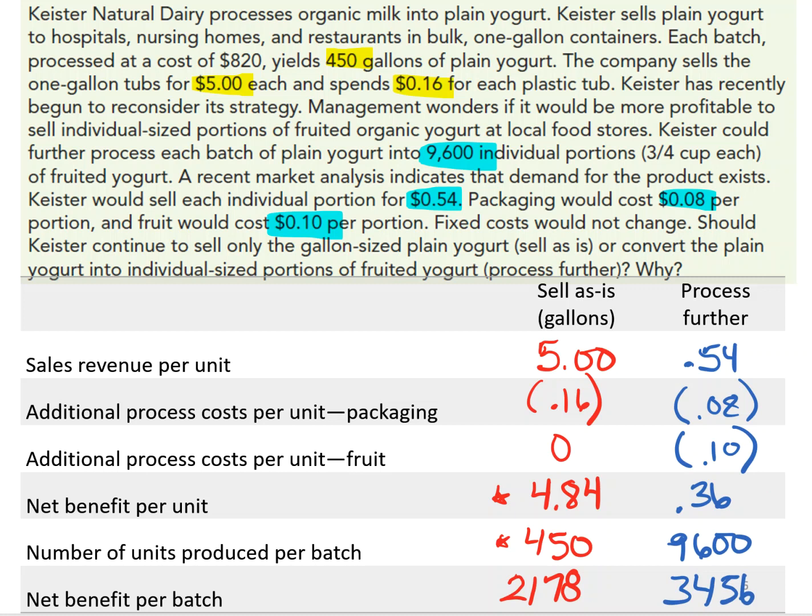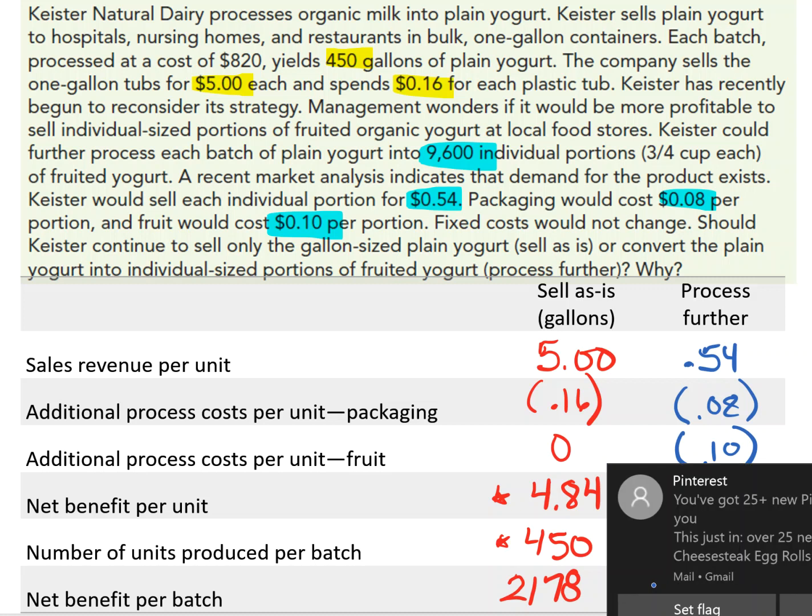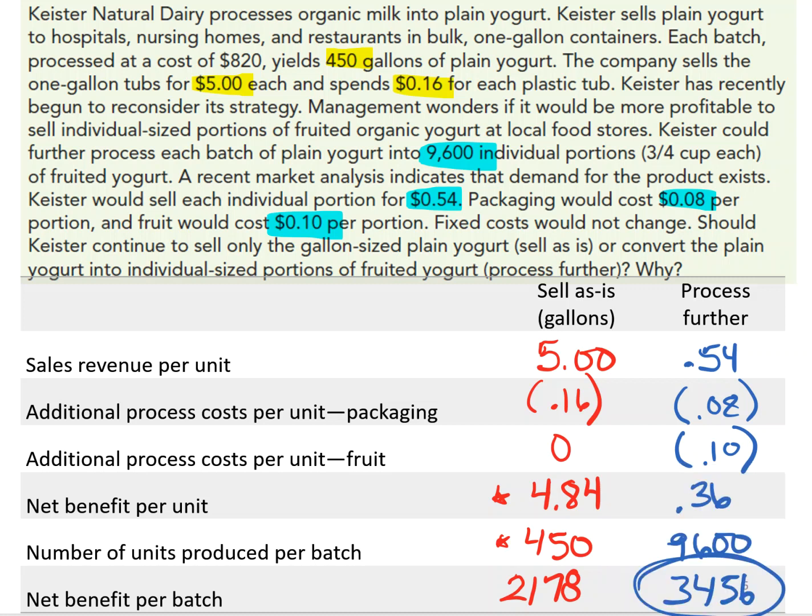Well, obviously, they will make more money if they process further into the individual portions than selling the plain yogurt in bulk gallon containers. So as long as there's demand for these individual portions, they would be better off making and selling the smaller fruited portions.